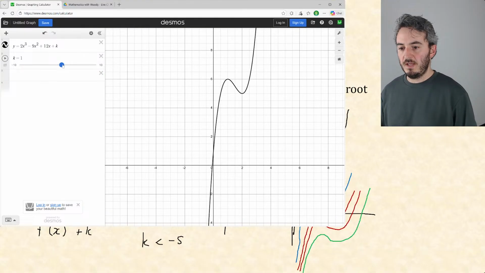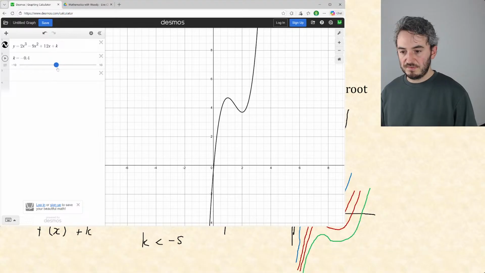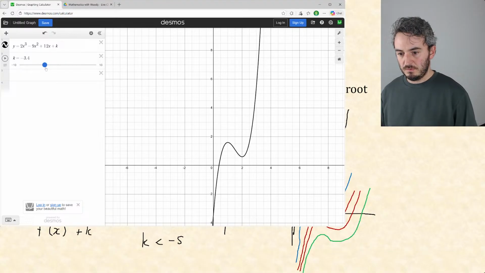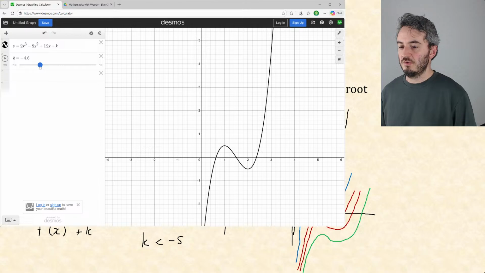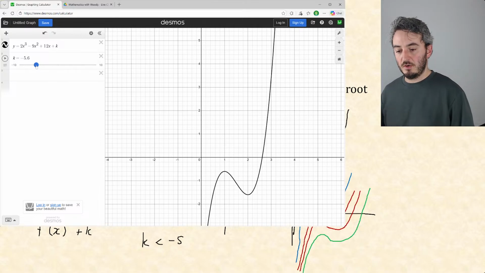And what we can see here is that as I slide it about, I definitely just have one root. But if I slide it down, still got one root, but as soon as I go between minus 4 and minus 5, it's suddenly got more than one root. But if I go and shift it down by more than minus 5, now it's got one root again.